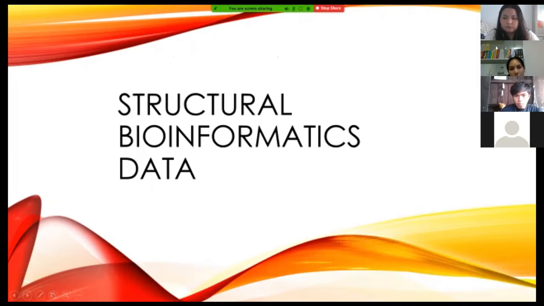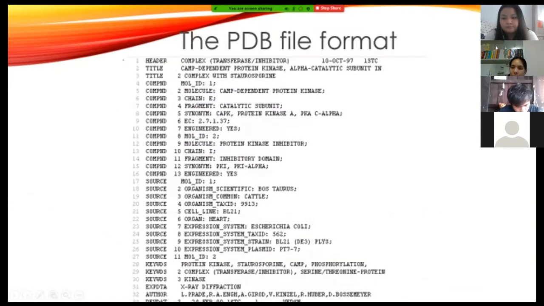So I will show you later on. It's just one button click to do the multiple alignment, but I will introduce the various kinds of data first. So for the structural bioinformatics data, the pretty pictures that I showed you earlier in the video are built from the structure in the PDB file format.